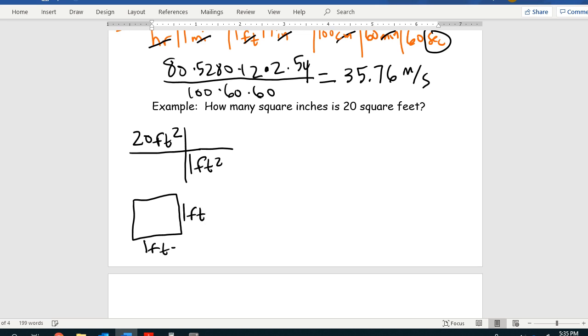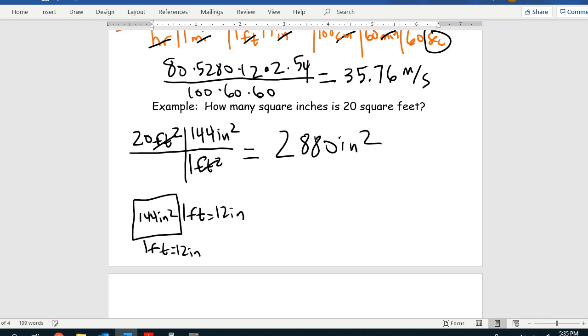Well, we know that 1 foot is the same length as 12 inches. And then I'm going to multiply to find the area of this 1 foot square in inches. 12 times 12 gives me 144. So 1 square foot is the same as 144 square inches. So now all I need to do is multiply 20 times 144, and that gives me 2,880. I do need to go ahead and cross off the feet squared, leaving me with the units of inches squared.